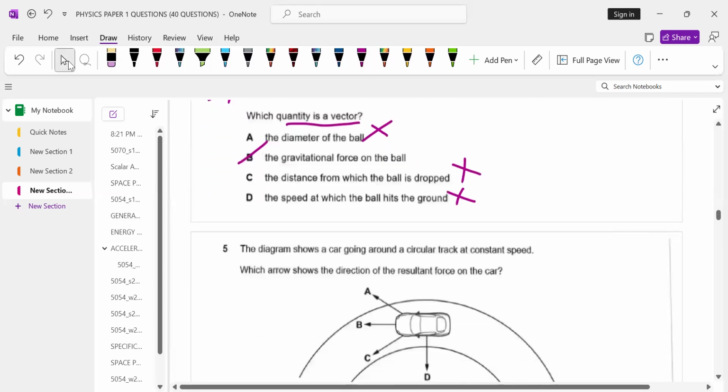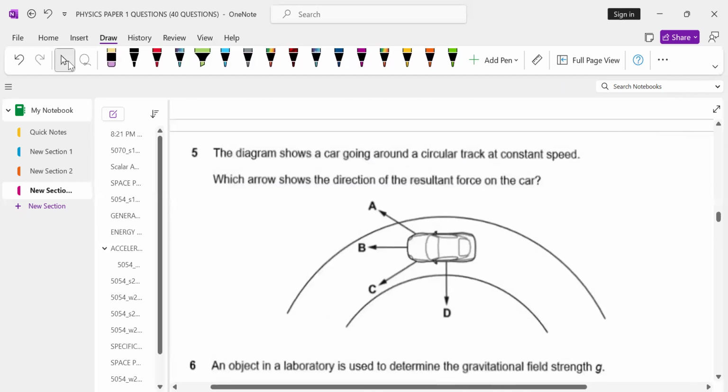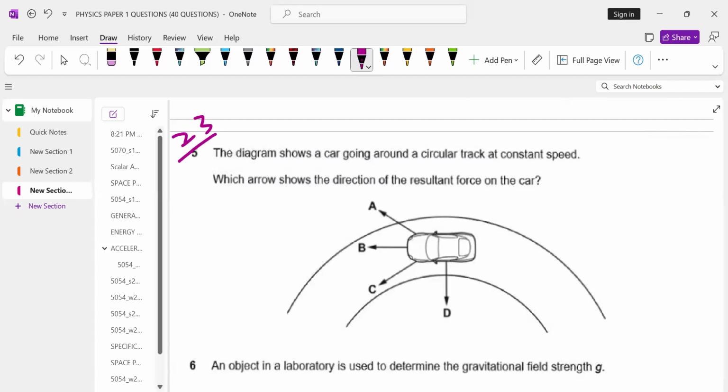Question number 23. This question usually appears in the exam every year, and this is about circular motion. In this question, you need to remember that the resultant force in circular motion is always perpendicular. The diagram shows a car going around a circular track at constant speed. Which arrow shows the resultant force? The resultant force is always perpendicular, which is option D.